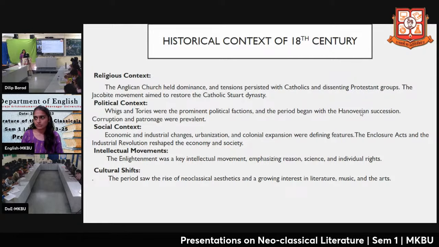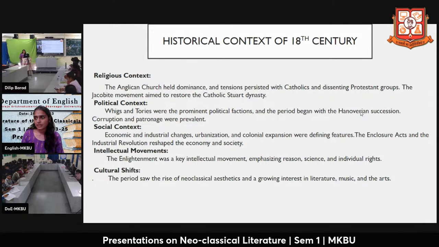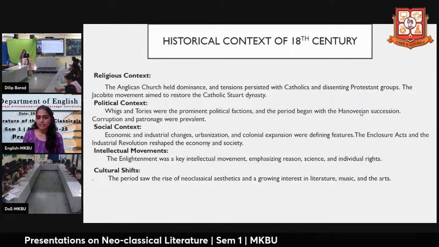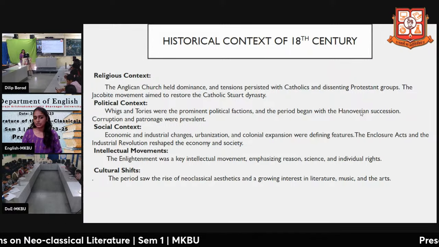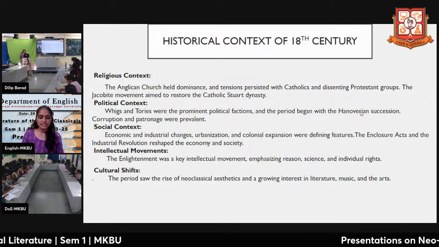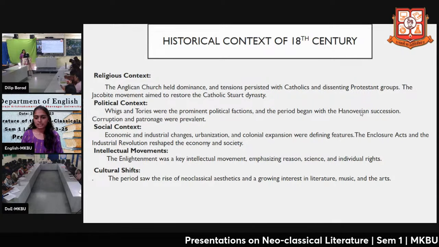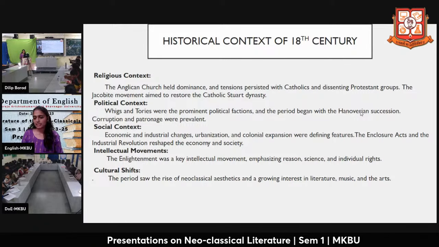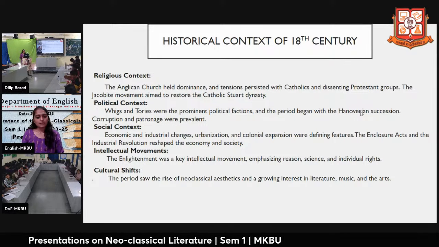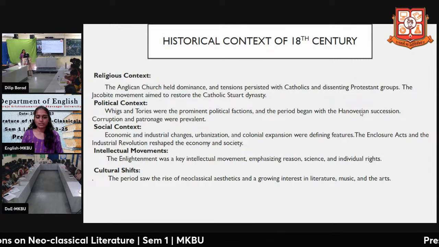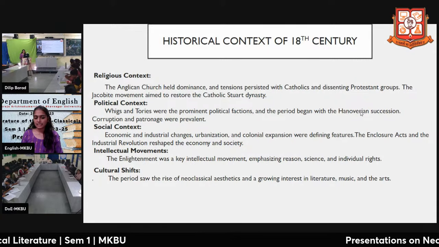Before I start to explain A Tale of a Tub, let me explain the historical context of the 18th century. Religious context. The Anglican Church held dominance, and tensions persisted with Catholics and dissenting Protestant groups. The Jacobite movement aimed to restore the Catholic dynasty.